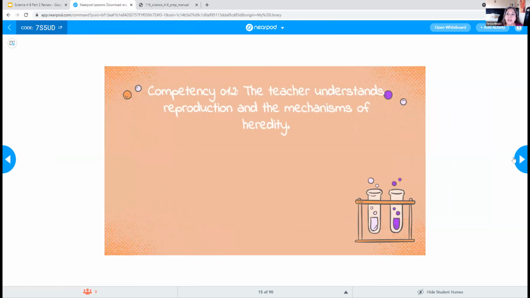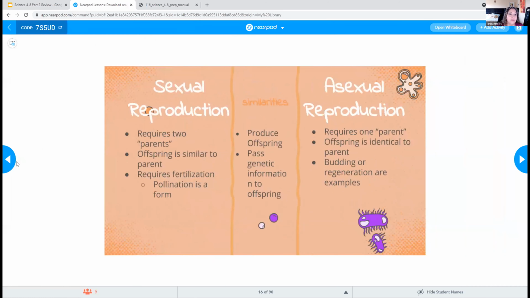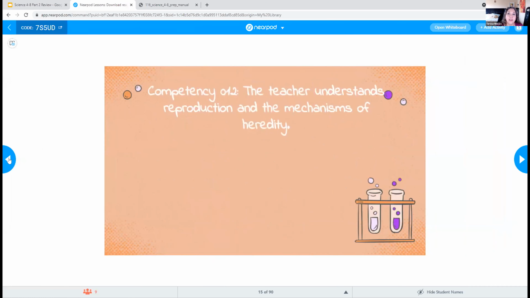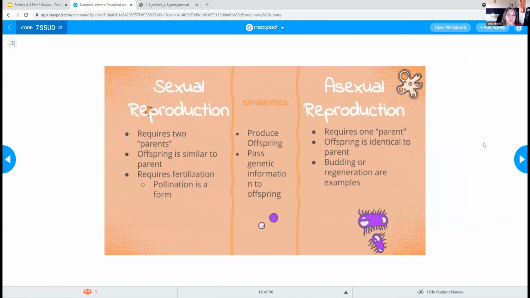Okay, so next off we have competency 12, and this one has to do with reproduction. So when it comes to reproduction, there's going to be 2 ways that organisms can reproduce. So there's sexual reproduction or there's asexual reproduction. So when I have that A in front of any word, it means without. So basically without sex, so there's no sexual anything going on for this type of reproduction.